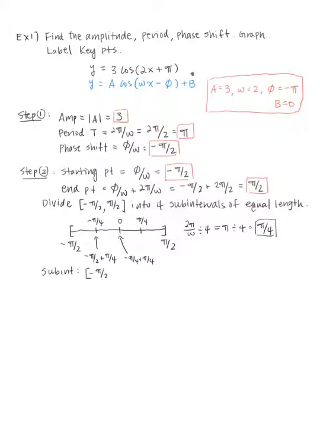negative pi over 2 to negative pi over 4. Negative pi over 4 to 0. 0 to pi over 4, and then pi over 4 to pi over 2. Lots of writing. All right, we got this. Now let's go with step number 3.